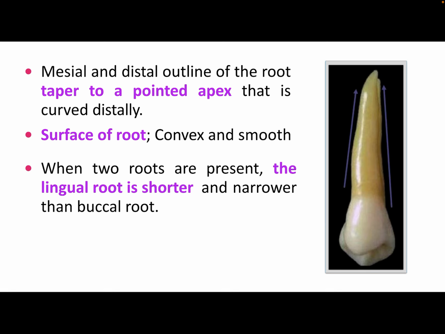So for maxillary first premolars, two roots are there: a buccal root and a lingual root. Out of the two, the lingual root appears a little shorter when compared to the buccal root.